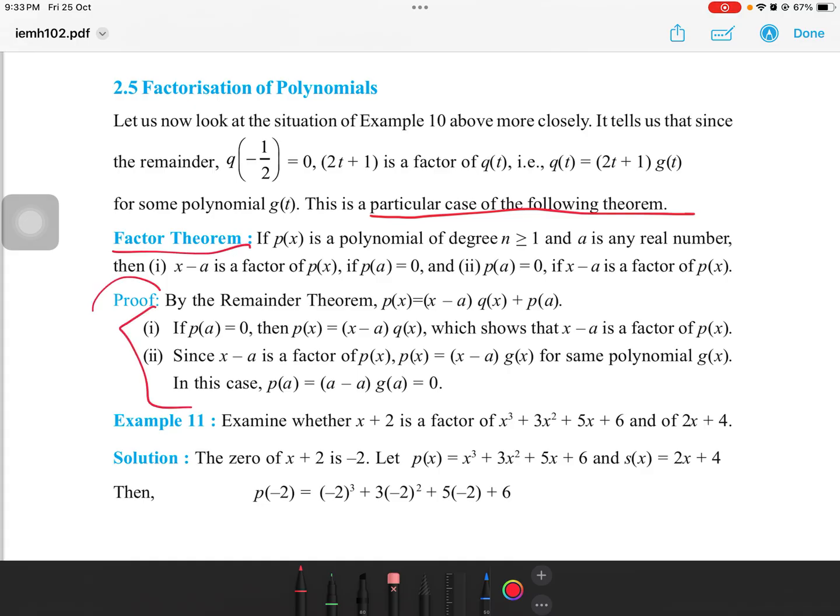Now again, this proof, I don't think it's given in Khan Academy, so if so, search that, and if you find it, good luck. Now anyways, I'll still be teaching this to you. Now the proof by remainder theorem, this is what we found. And if a equal to 0, then x minus a is a factor. So, well, I don't think you would need this. Okay, wait, give me a moment.